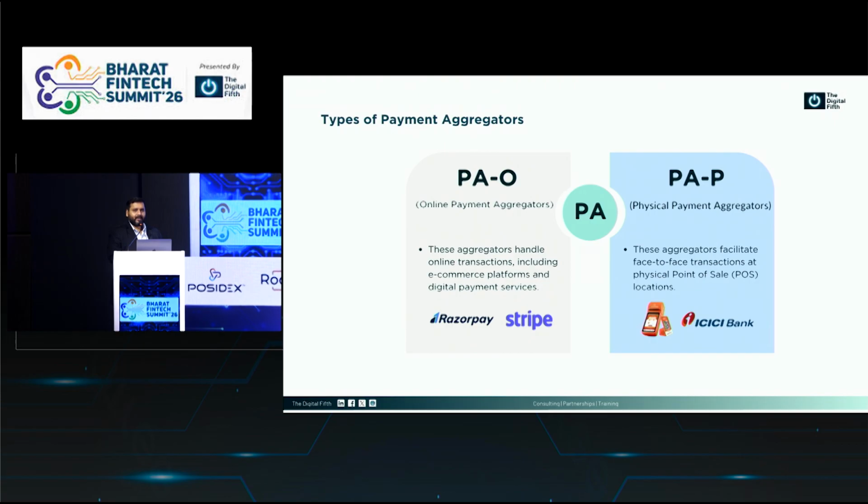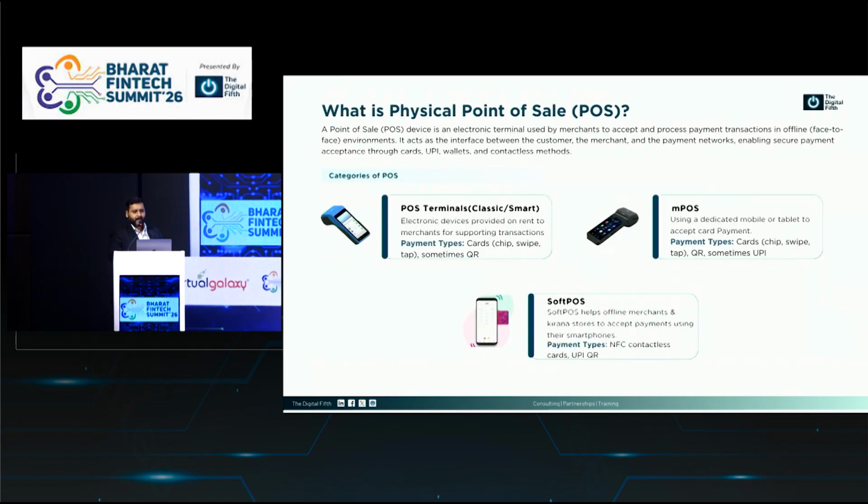Typically there are two types of payment aggregators which are widely seen. One is the online payment aggregator, another is the physical payment aggregator. Online payment aggregators include entities which are enabling online transactions on e-commerce platforms as well as digital payment services. Physical are the face-to-face ones, which are called POS-based transactions, point of sale. We'll drill down on the POS side.